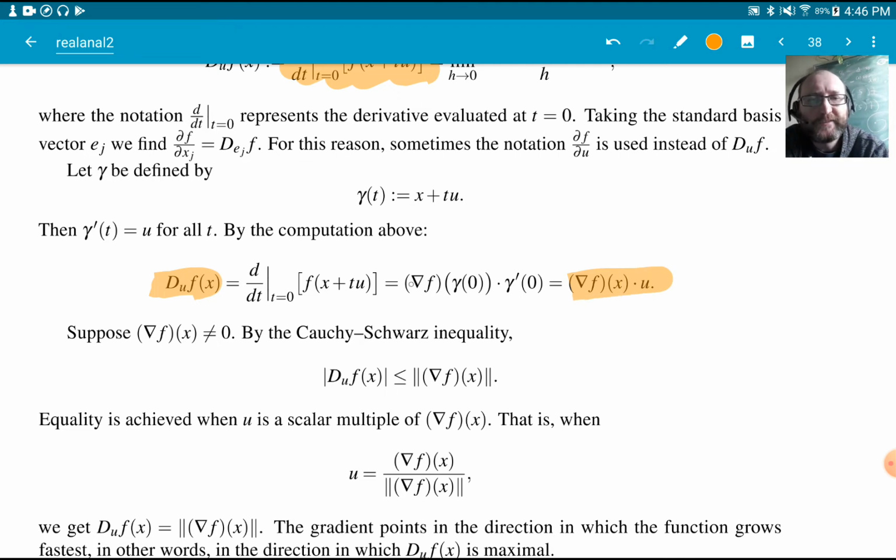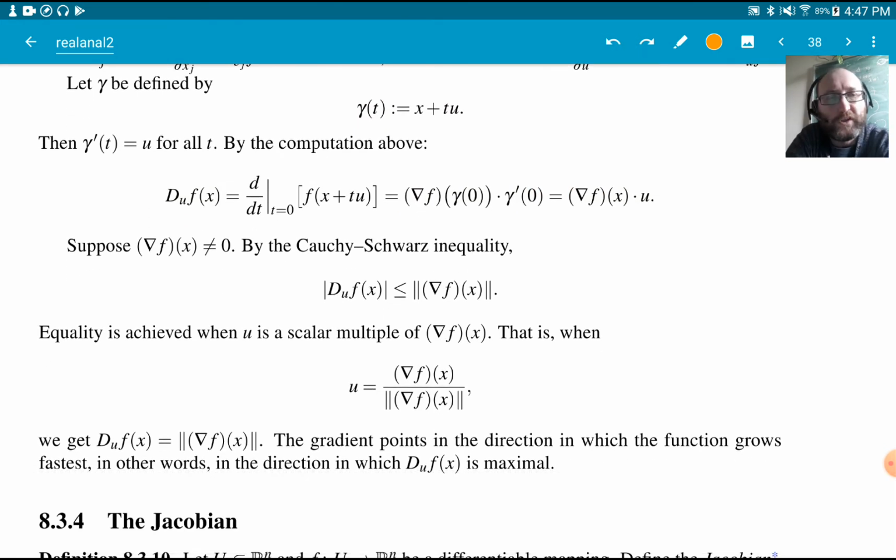And this formula works for any gamma where gamma of 0 is the point x, and gamma prime of 0 is u. So it doesn't necessarily have to be this gamma; there's just one of them that will work. You could think of it as the directional derivative, or as the derivative along a curve, the rate of change along a curve with that tangent vector.